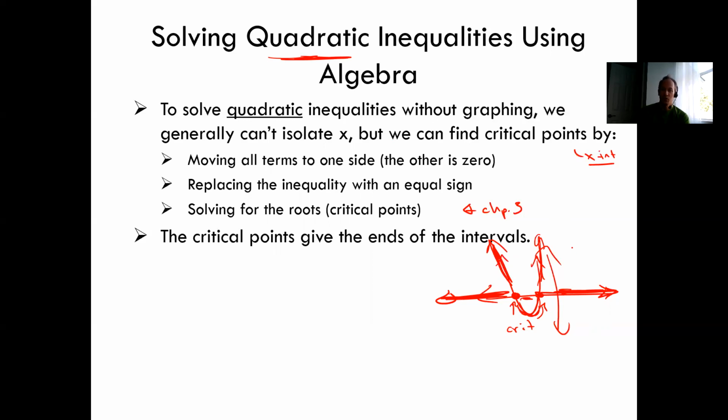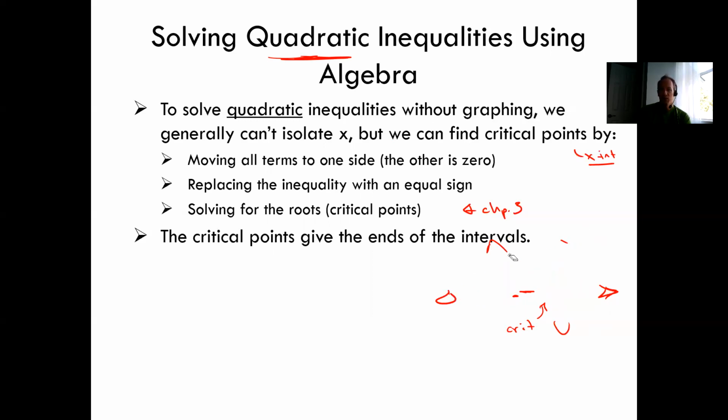So if I was looking for when y is less than 0, then what I would do is say, okay, if we know the critical points, those are like the cutoffs where the parabola switches from being positive to negative. And then I know those are the endpoints of my intervals. The only thing I can't figure out right away is whether everything to the left of the critical point is a solution or everything to the right of the critical point is a solution. Same thing with the other one.